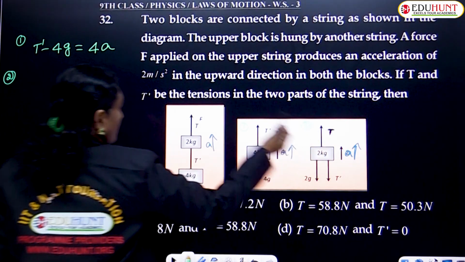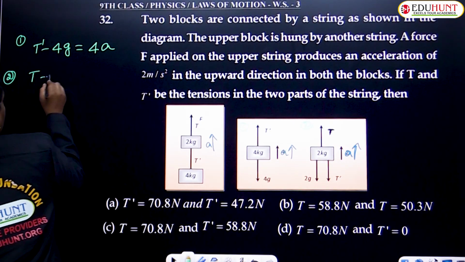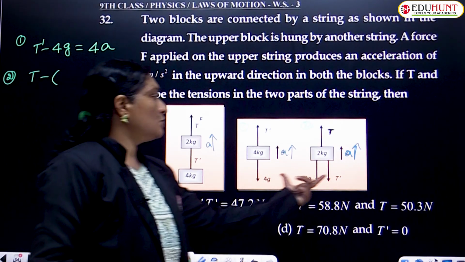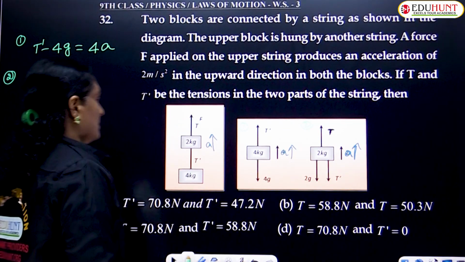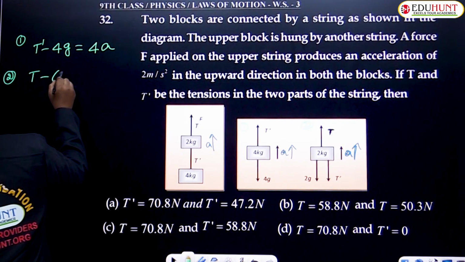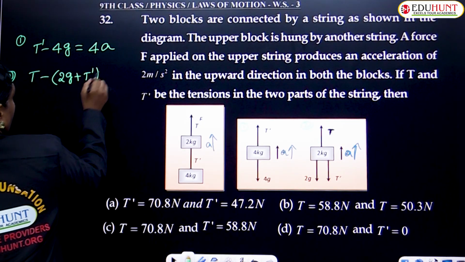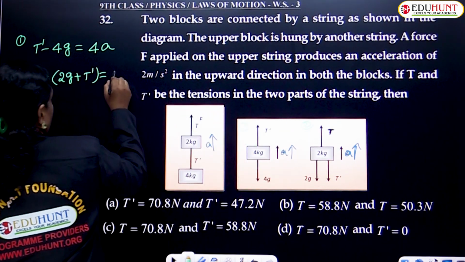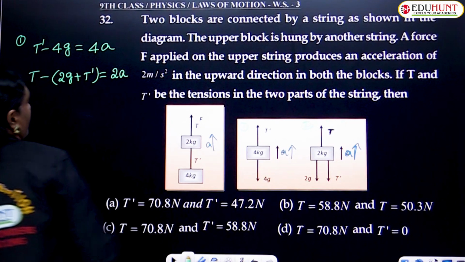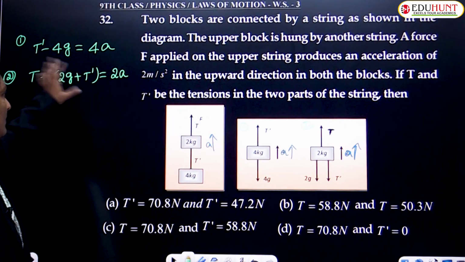So upward force is greater than the downward force. Upward force is T minus the downward force. Two forces are acting: one is the weight of the body, the other is the tension in the body. So that means 2G plus T dash must be equal to mass into acceleration, that is 2 into A. So these are the two equations based on the above figure we have written.